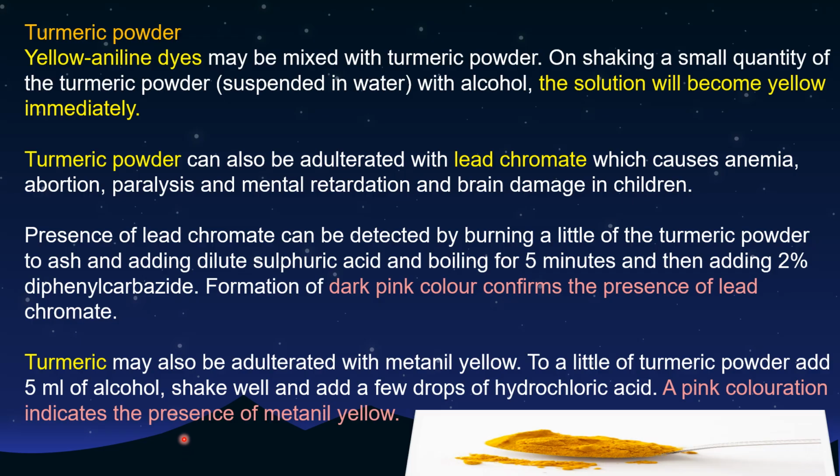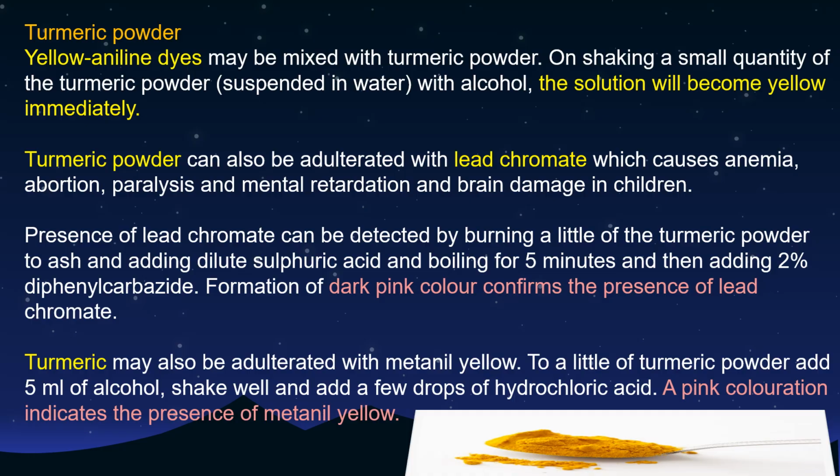Next, another adulterant is metanil yellow. Aniline yellow is a dye, and metanil yellow is also another dye. For this we take the turmeric powder and add 5 ml of alcohol and a few drops of hydrochloric acid. If a pink color develops, it indicates the presence of the metanil yellow dye.